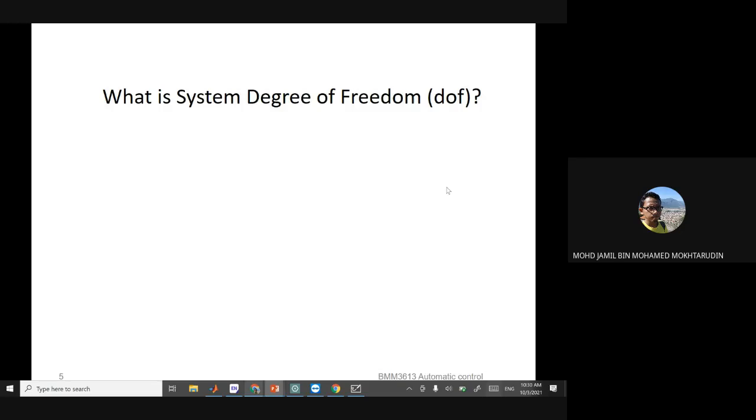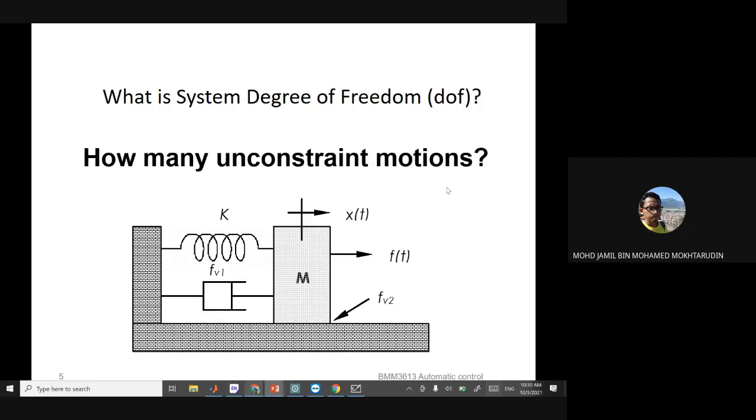Firstly, what is the system degree of freedom? What is degree of freedom? Basically, degree of freedom is how many unconstrained motions you can determine from this system. In this system, only the position of the box M is unconstrained, meaning that the box M can either move forward or backward. There is nothing else that can move in a different direction. When the box M moves, everything else will follow. So there is only one degree of freedom in this system.